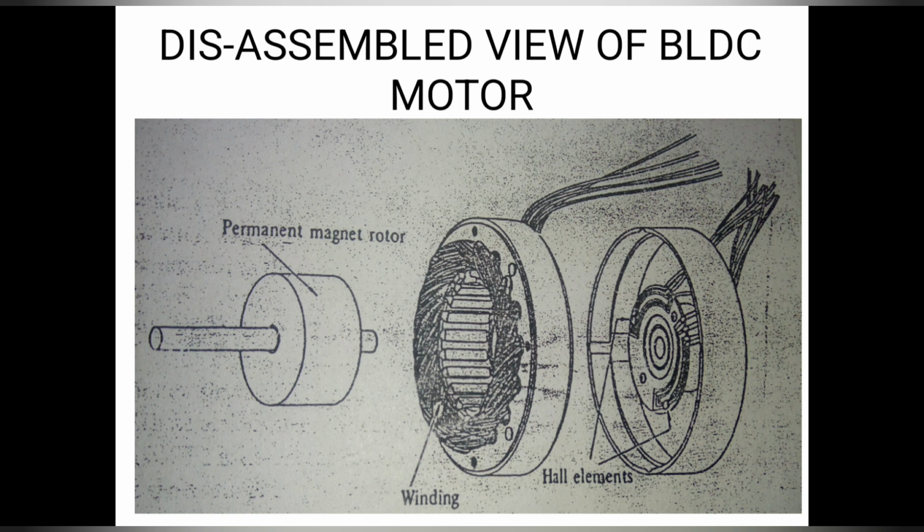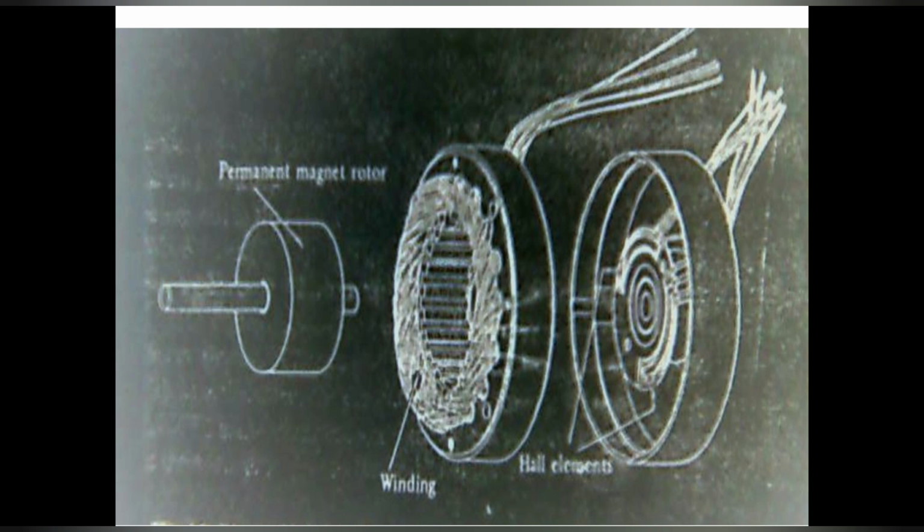This is a disassembled view of a BLDC motor, which shows the permanent magnet rotor, which will be accommodated inside the stator, and the stator has windings, which are also shown here. Mostly it is the three-phase winding, as we discussed, and Hall elements will also be present there to sense the position of the rotor. This is another view of a disassembled BLDC motor.